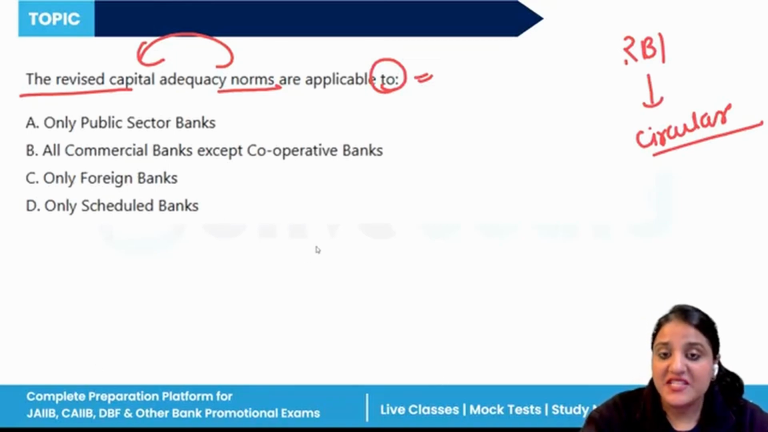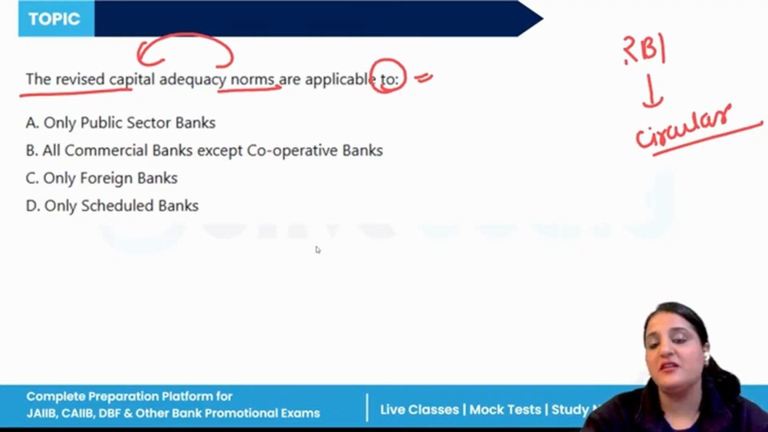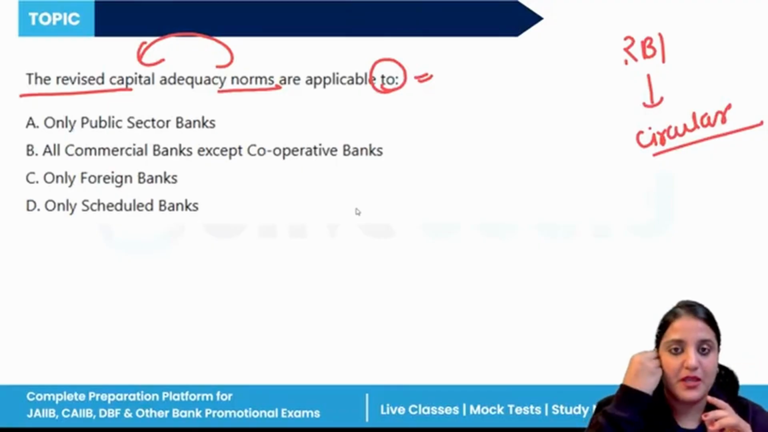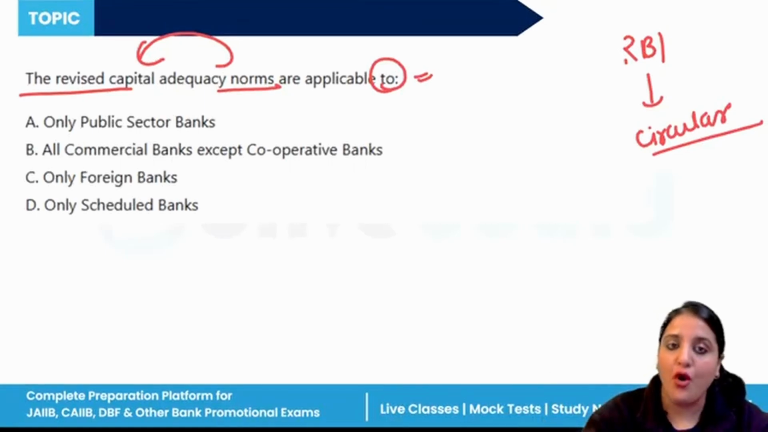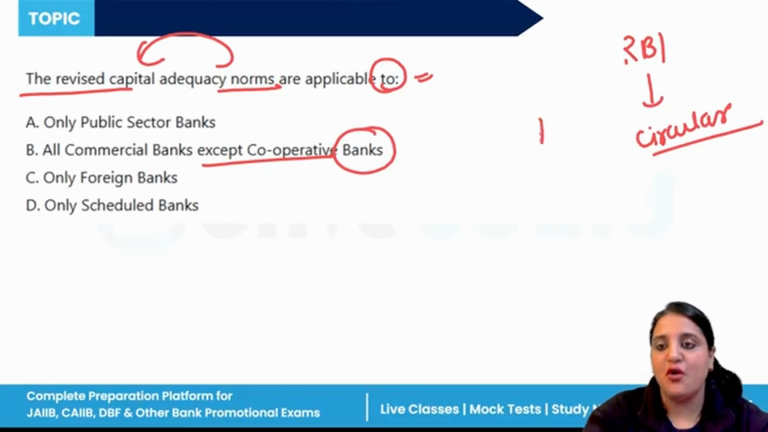So, revised Basel norms apply to all the commercial banks, not to the cooperative banks, not to the local area banks, not to the regional rural banks. It is applied at solo level as well as consolidated level. So, what is the correct answer of this? The revised capital adequacy norms are applicable to all the commercial bank except cooperative bank. So option B is definitely correct here.